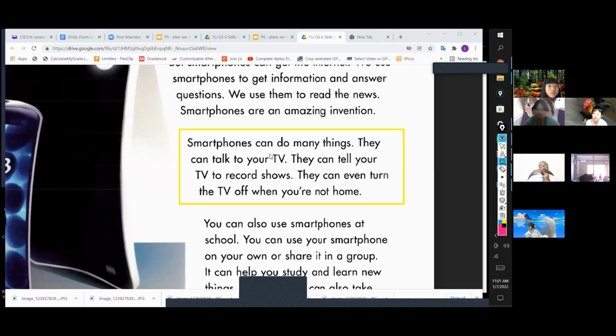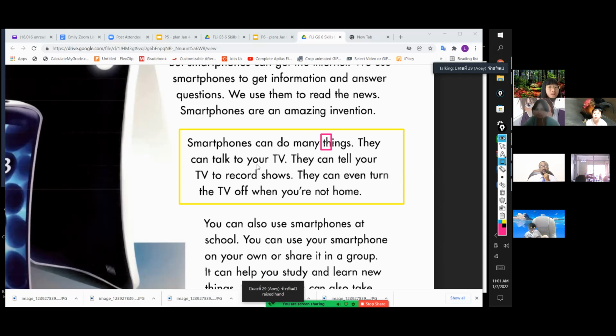Smartphones can do many things. They can talk to your TV. They can tell your TV to record shows. They can even turn the TV off when you are not home.